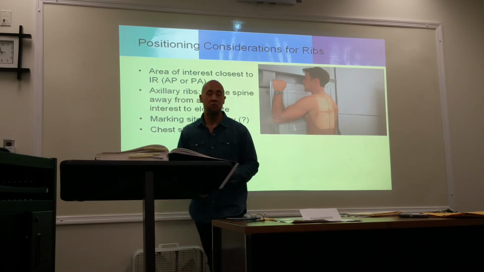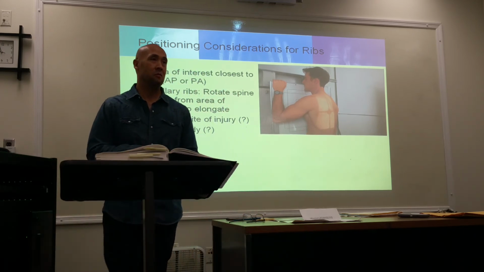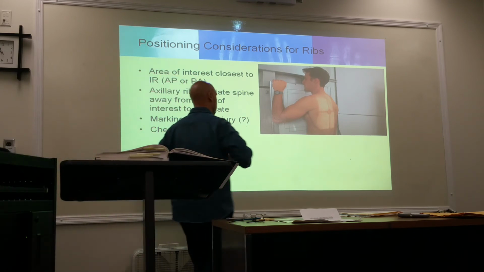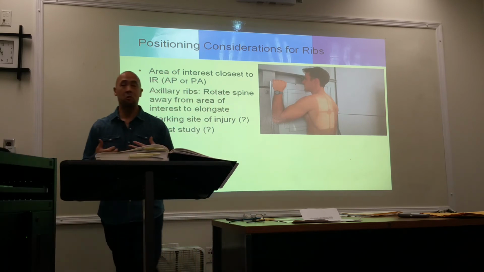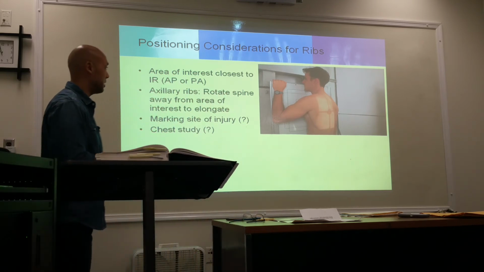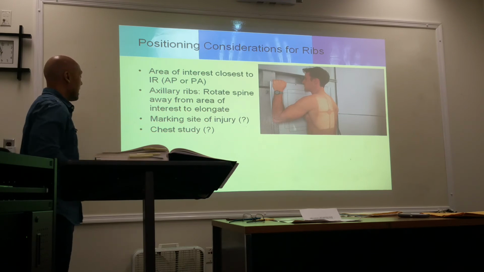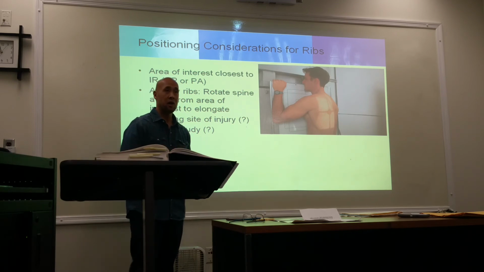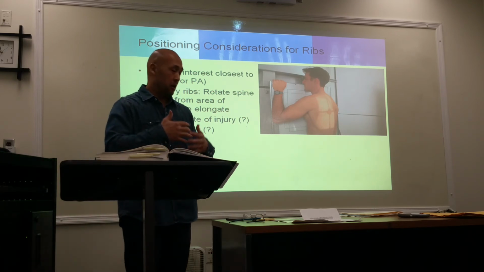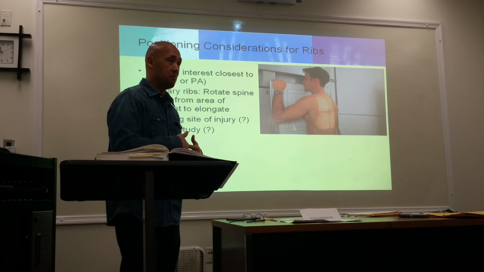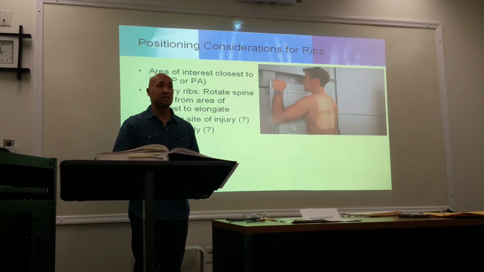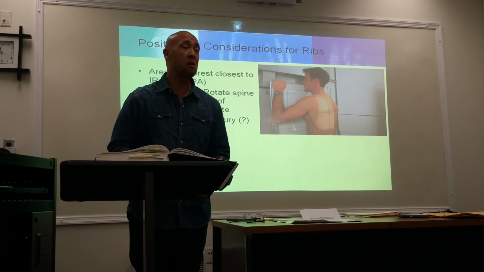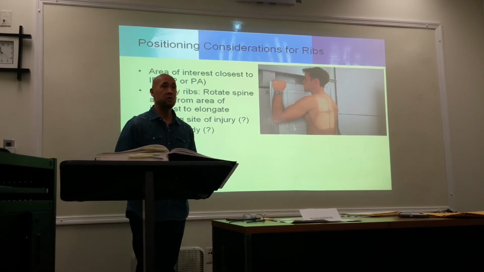If they have anterior rib pain, what is your projection now? PA. It's going to be PA because now we're placing the anterior ribs closest to the image receptor. We want the part of interest closest to the image receptor. Now we also have two different sections that we need to focus on as well. It's not only whether it's on the back or on the front, we also need to identify, is it upper ribs or is it lower ribs? Because that will also define your technical factors.